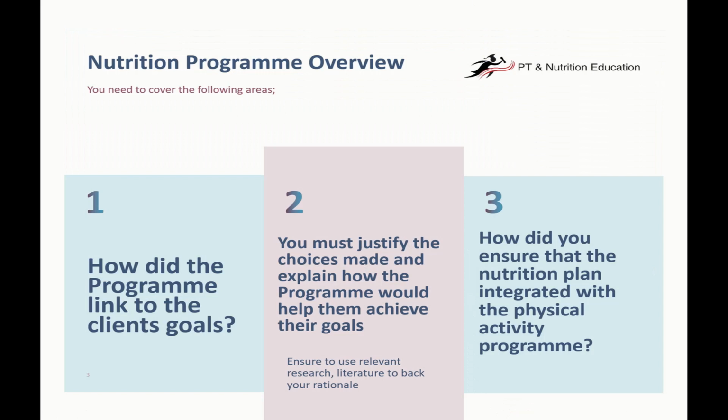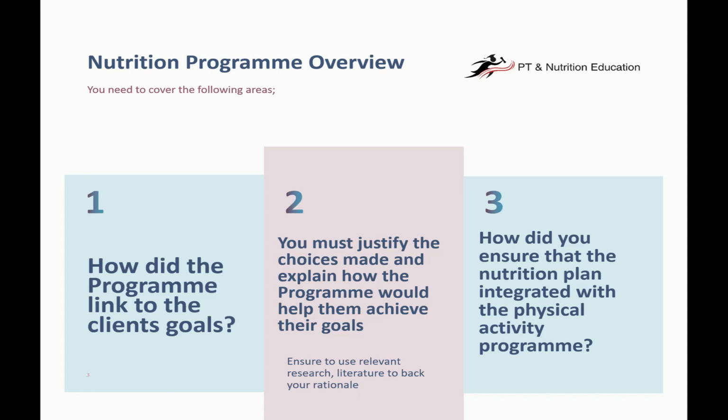Just to give you some direction relating to your nutrition program overview, there are three main areas of concern which you need to make sure that you include in order to achieve all of the criteria relating to the PPO. Number one, which we've already mentioned, is how the program is linked to the client goals. Within your learner achievement portfolio, you should have identified what the key goals are for your client, and therefore how you met those goals relating to the nutritional advice, information, and intervention that you went through with your client.